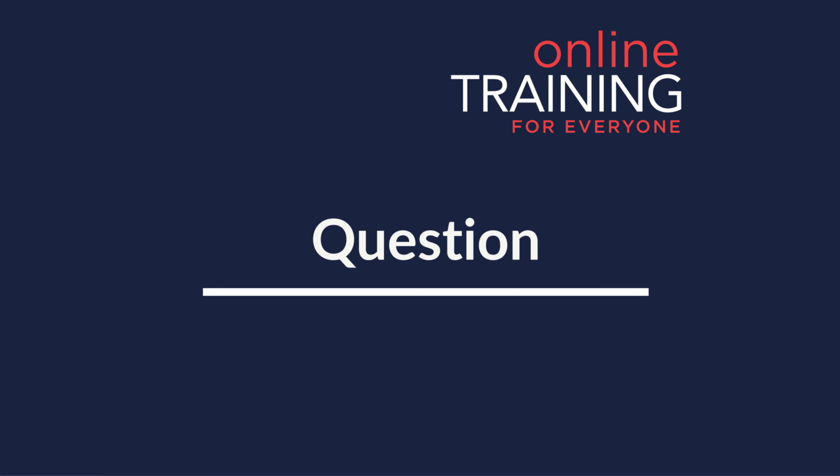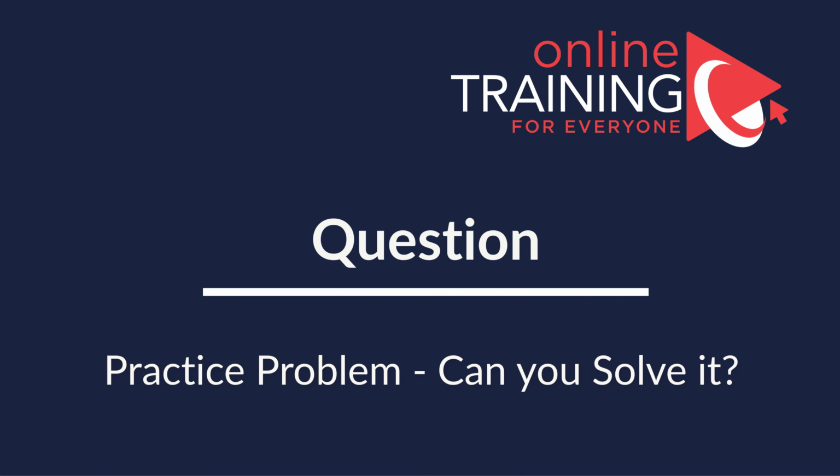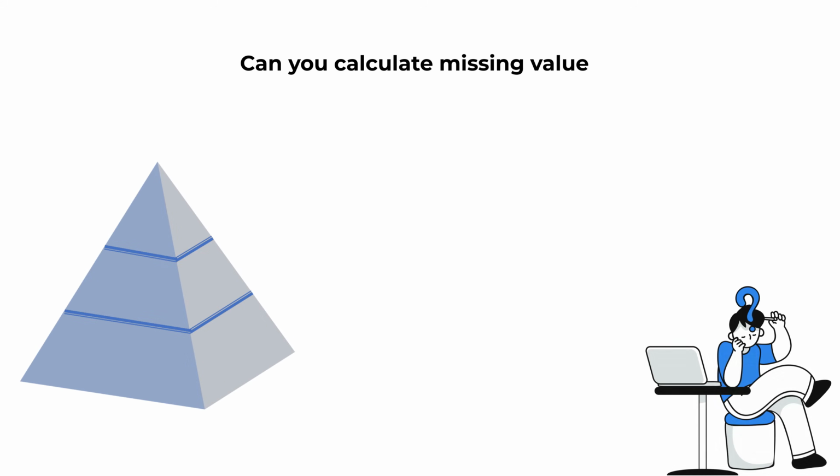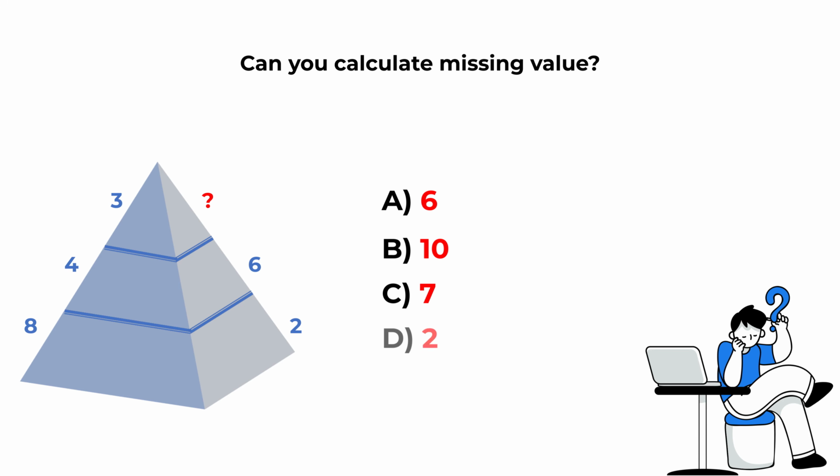And now, here's the question for you to practice. You're presented with a triangle, which is broken down into 3 equal horizontal parts. On the left side of the triangle, you see numbers 8, 4, and 3 if you go from the bottom to the top. And on the right side of the triangle, you see numbers 2, 6, and 1, and one number is missing. You need to select the missing number from 4 different choices. Choice A, 6. Choice B, 10. Choice C, 7. And choice D, 2.